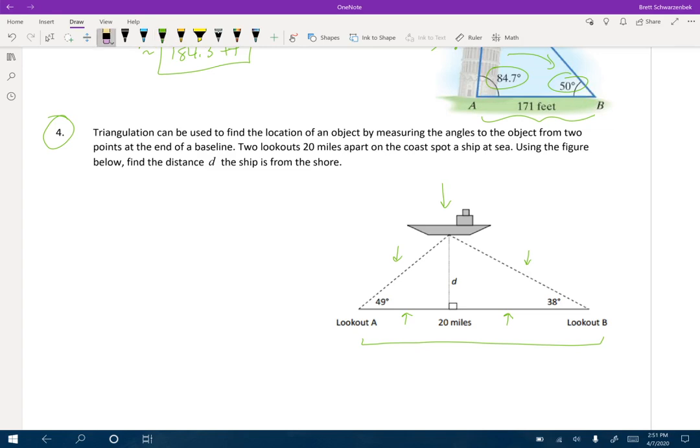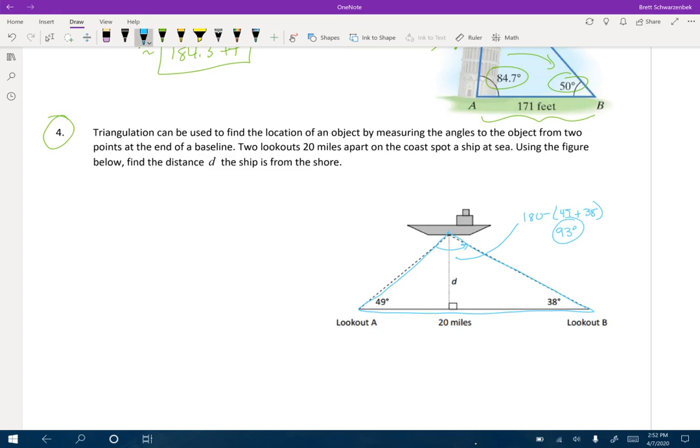So first of all, we can't use right triangle trig right now, because if we use, let's say, this triangle, we don't have any missing pieces to use. So right triangle trig is essentially out the door. So what we want to do is look at the big triangle. We know likely that it's oblique. We know that angles are 49 and 38, and we can find this angle, 180 minus 49 plus 38, which is going to give you 93 degrees.